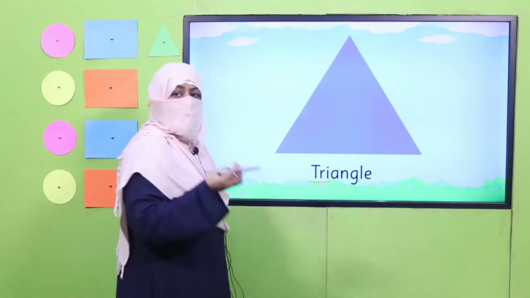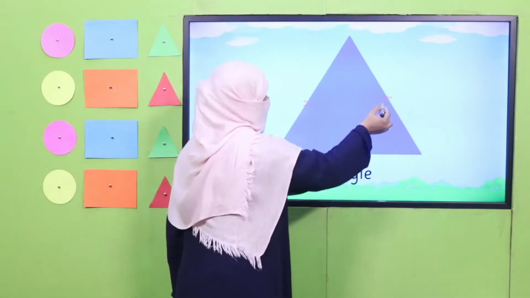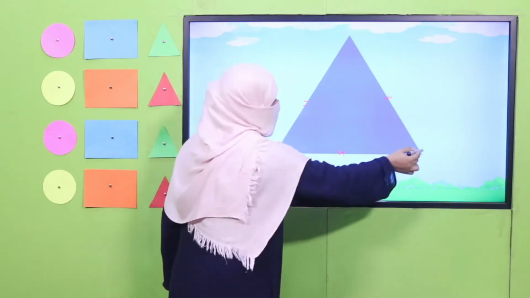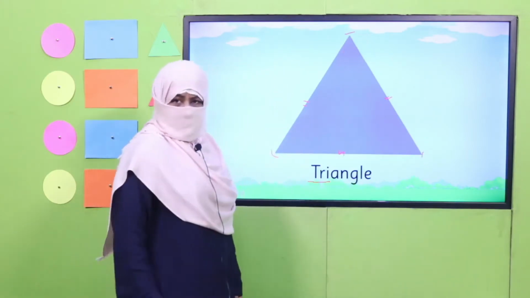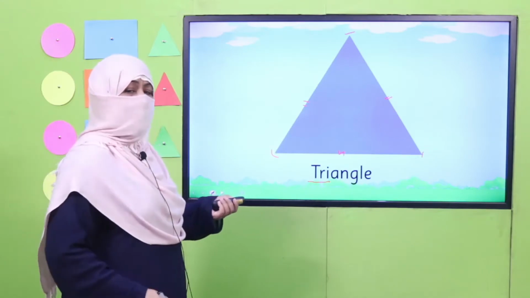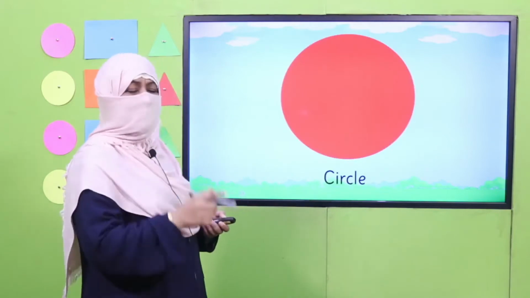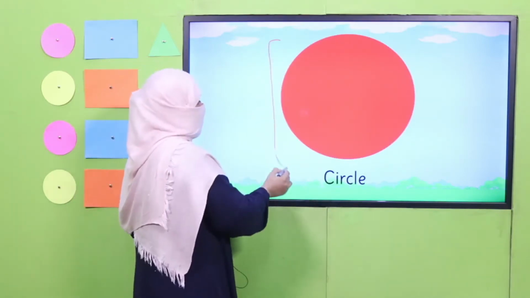Next is a triangle. Tri means three. So a triangle has three sides and three corners. All right. Triangles are of different shapes. Inshallah, we'll learn further about triangles in next class. Means next grade.